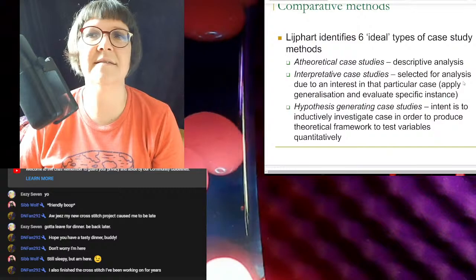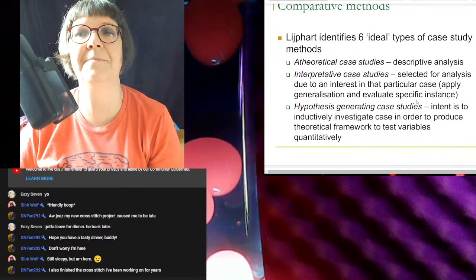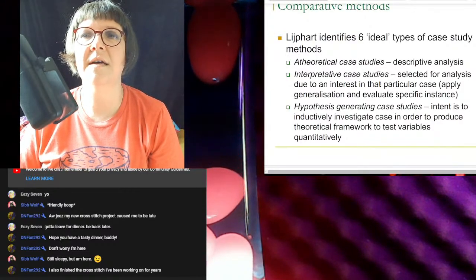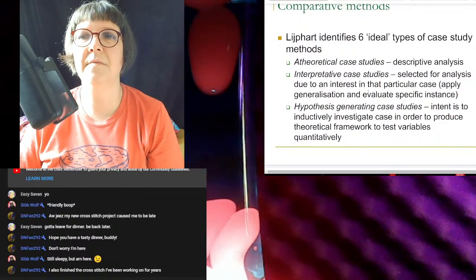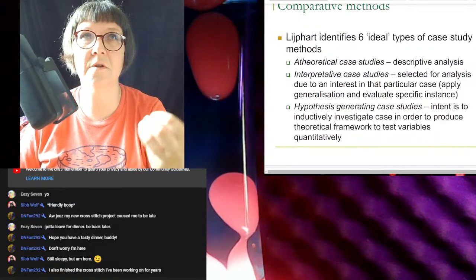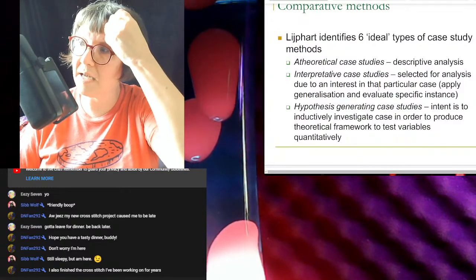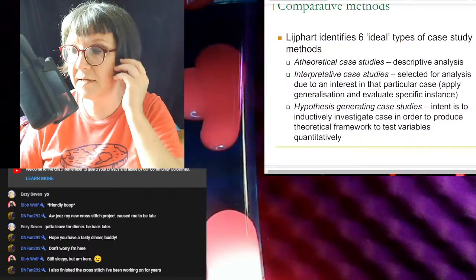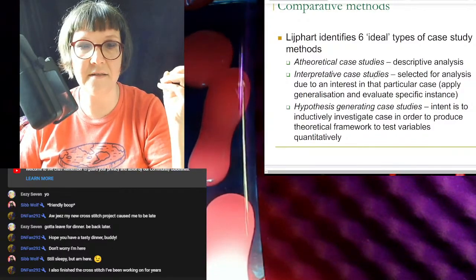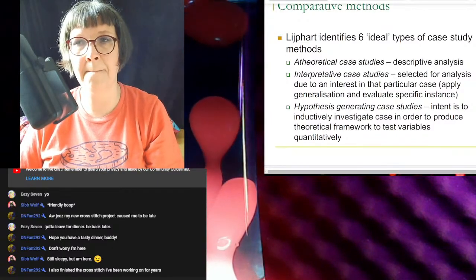Interpretive case study is selected for analysis due to an interest in that particular case. So you might want to look at a unique case and then generalize from that. Let's just take an example. What were the steps in the first 4 countries that achieved marriage equality?